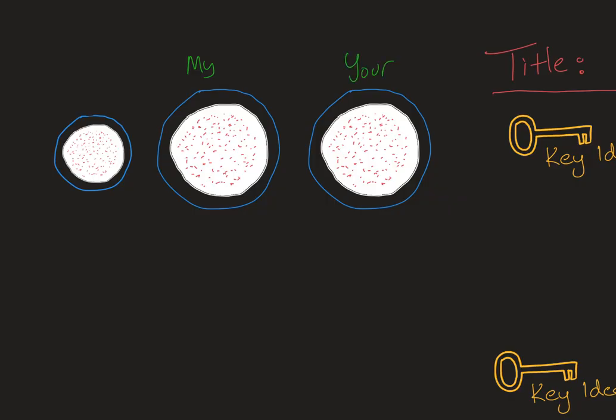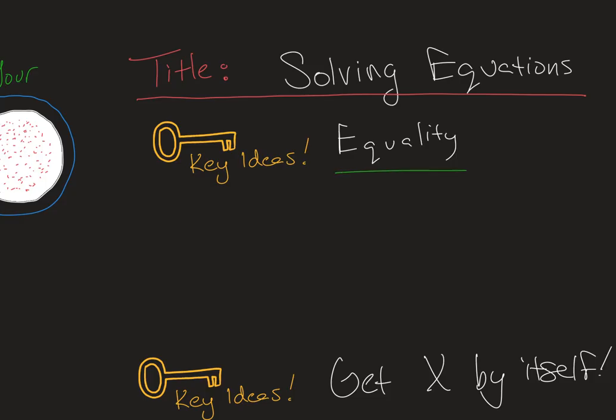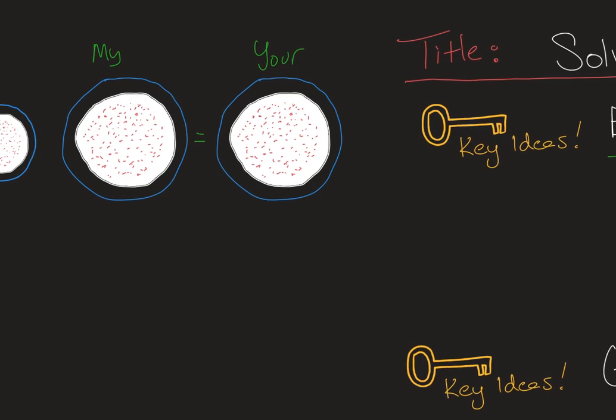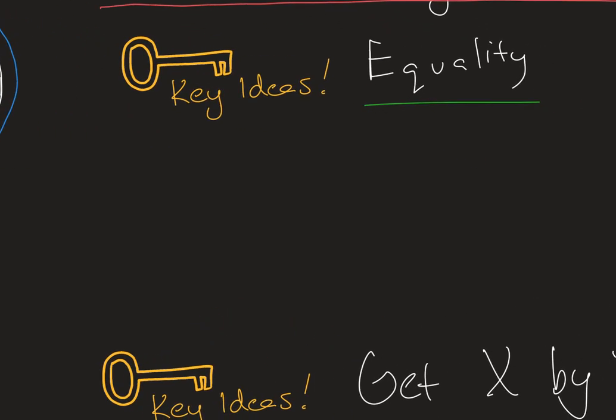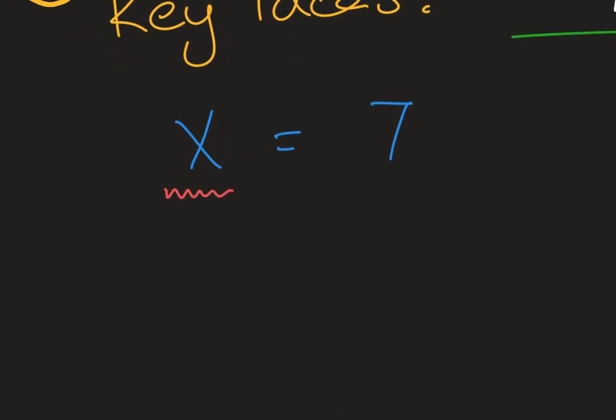So, hang on, would it change anything if I said that this was your cookie? Hopefully you would say yes, because I literally copy-pasted these two. These are the exact same size. That is what equality means. And one way we can represent that is we can say that, hey, what if x equals 7? So then what that means is that this is like one cookie, and this is like the same cookie.